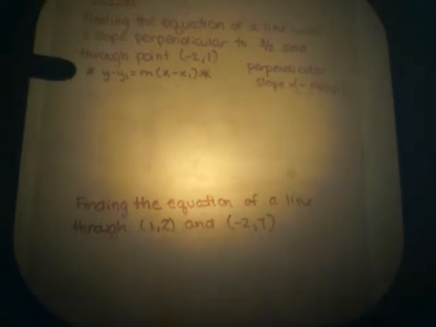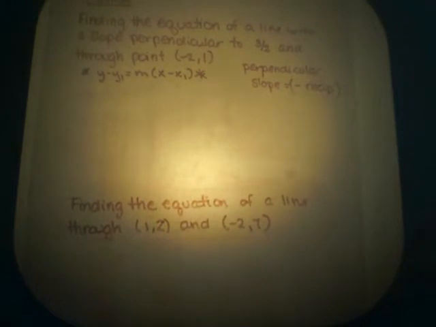Remember, we've been using this point slope form throughout the year. We first looked at it in chapter 3, so if you need to go back to chapter 3 you can look it up and do some practice out of that section. We're first going to be looking at finding an equation of a line with a slope perpendicular to 3/2 and through the point -2, 1.